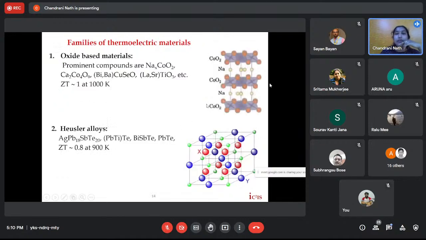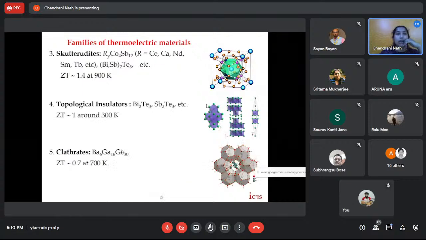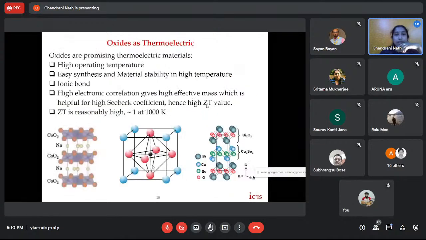Let us see, there are several families of thermoelectric materials. Mainly there are oxide-based materials, which are layered structures, the Heusler alloys that operate at quite high temperature, around 900 Kelvin, skutterudite materials, topological insulators, and clathrates as well. I will not go into detail on these, and will move towards our topic of discussion.